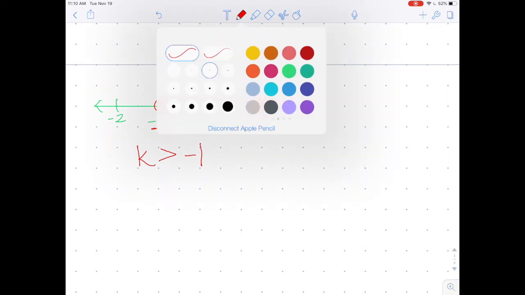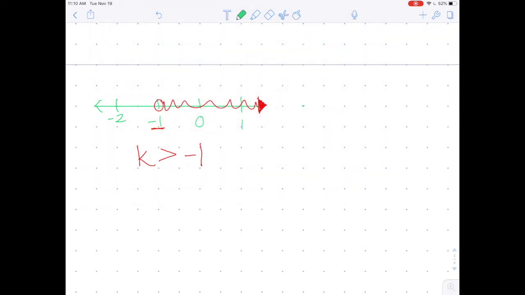Let's try another one, since it seems so easy for us. Okay, we've got, let's go with some bigger numbers. This is 20, 25, 30, and it keeps going. Okay, and then change colors here. I've got a circle here, and we're going to color it this way.